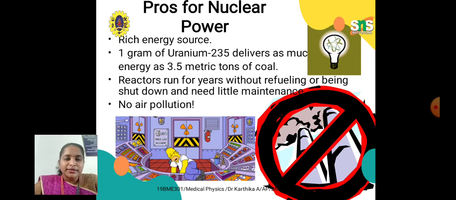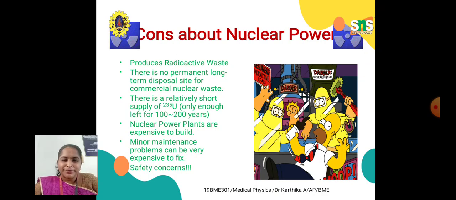Okay, what are the pros of nuclear power? We know it is a rich energy source: 1 gram of uranium-235 delivers as much energy as 3.5 metric tons of coal. Also, reactors run for years without refueling or being shut down and need little maintenance, and there is no air pollution. Okay, what are the disadvantages? Because it produces radioactive waste, there is no permanent long-term disposal site. Also, there is a relatively short supply of uranium-235, and nuclear power plants are expensive to build, and minor maintenance problems can be very expensive to fix. Also, we have a lot of safety concerns.